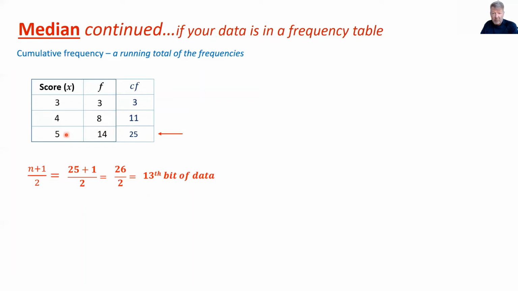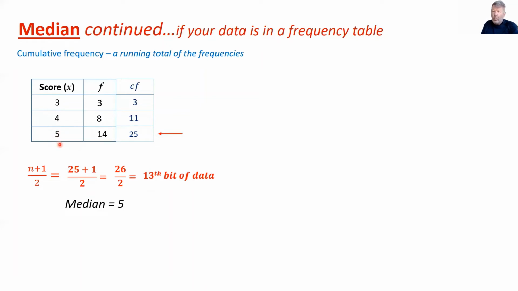Now the median is talking about the score. This tells you where it is. Our 13th bit of data is here. So our median is going to be 5. So it's all about the score with median. Our 13th bit of data is in this row. There's our data in this row.